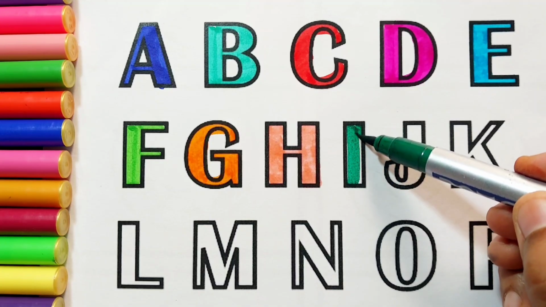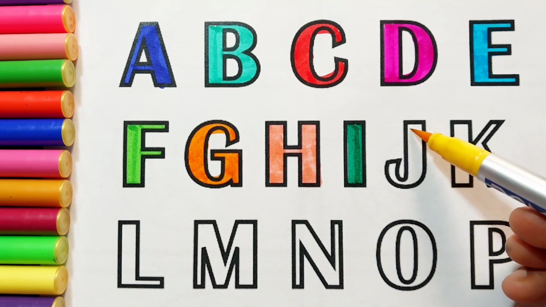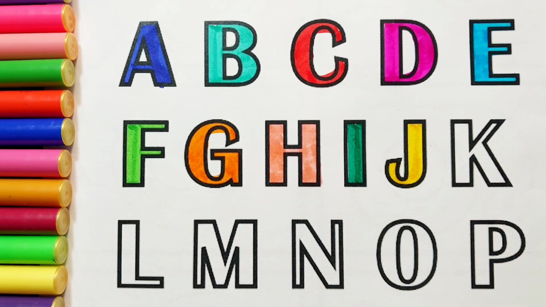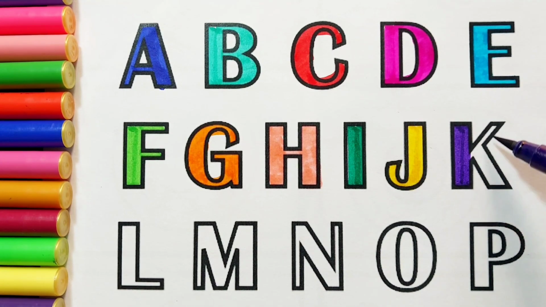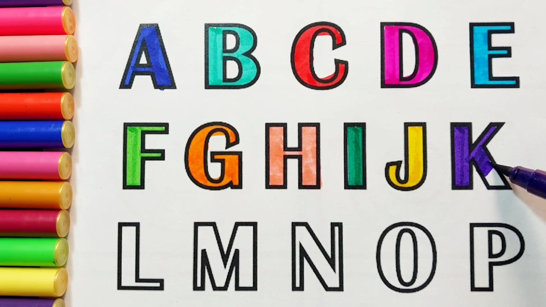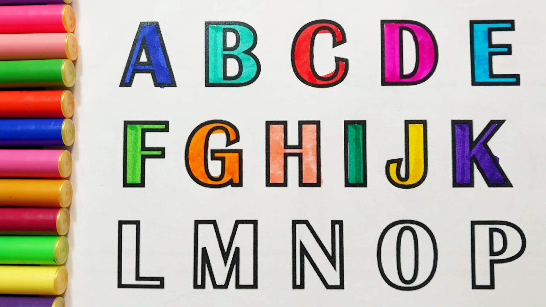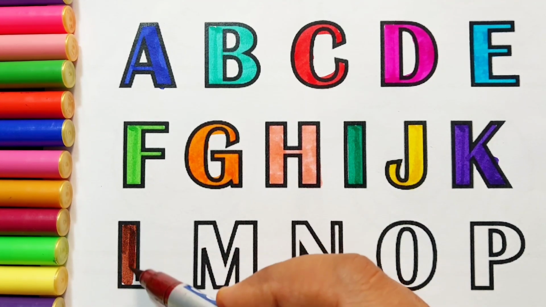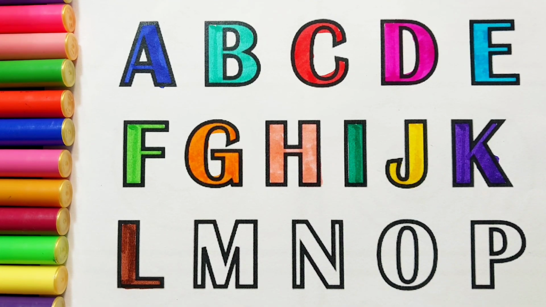I for ink pot. J for joker. K for kite. L for lion.